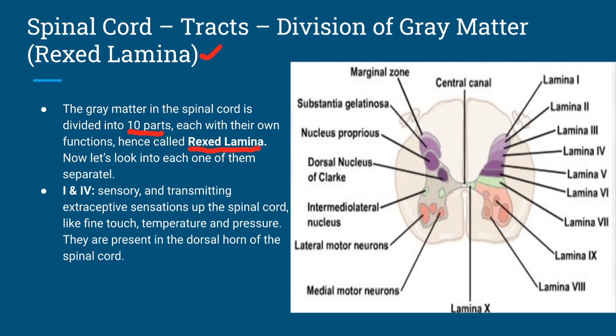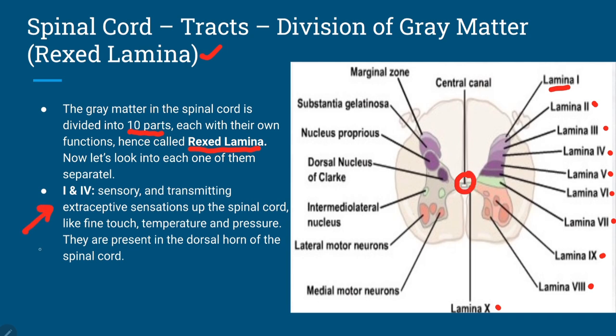You look at this, we have lamina 1, 2, 3, 4, 5, we have 6, 7, number 8 is right here, number 9 and number 10. More lateral in the spinal cord is number 1, and more medial is going to be number 10. Of course, there is a central canal, so there is no other gray matter present there.